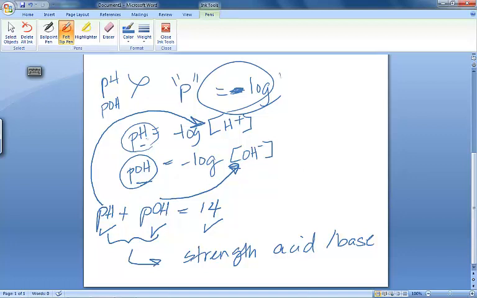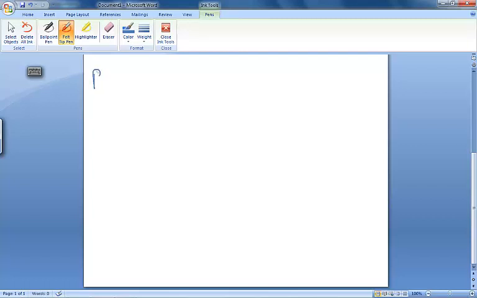What if I actually had the pH and the pOH and I wanted to find the concentrations? I wanted to reverse these equations. Let's take a look and see how we can do that. Let me just put these back up here. pH is equal to negative log of H plus. pOH is equal to negative log of OH minus. And if I added those two together, I would get 14.